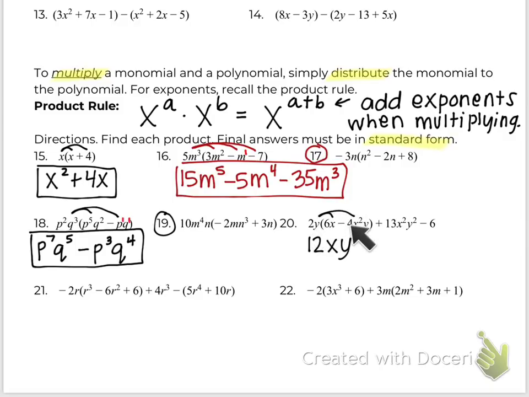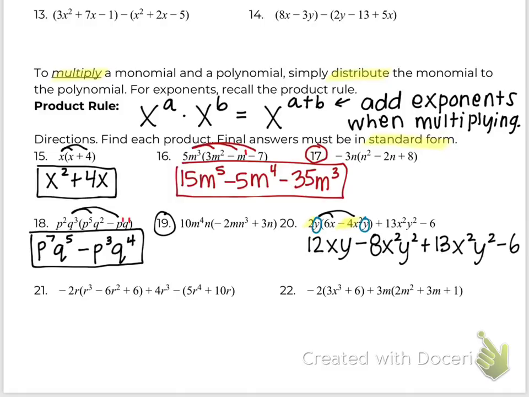2 times 4 is 8, and it's a -4, so it's -8. 2 times -4 is -8. Y times x squared y. So we're going to keep the x squared the same, and then we're going to multiply y and y. So y times y, well, there's a 1 on each of these, so it's y squared. 1 plus 1 is 2. And then I'm just going to bring everything else down. 13x squared y squared minus 6.